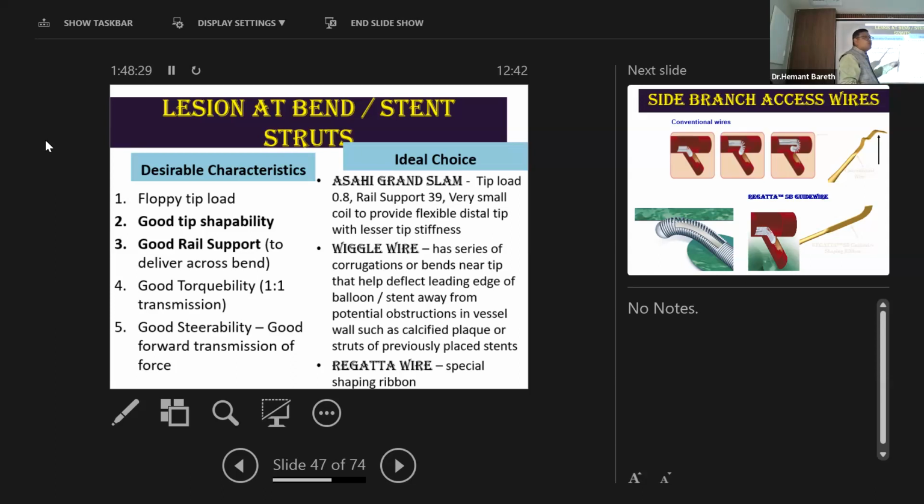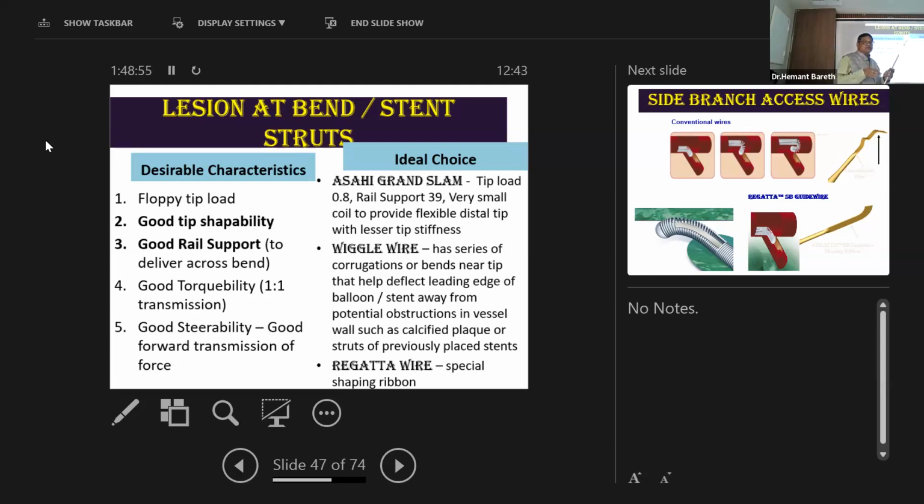Another wire that is useful for side branch is something called a bigger wire. And I don't know if anybody has heard of this name, because this is not very widely available. We had this wire at NIMS. So this wire has actually, I will show you this wire, a series of combination of bends. The wire itself has got these bends.